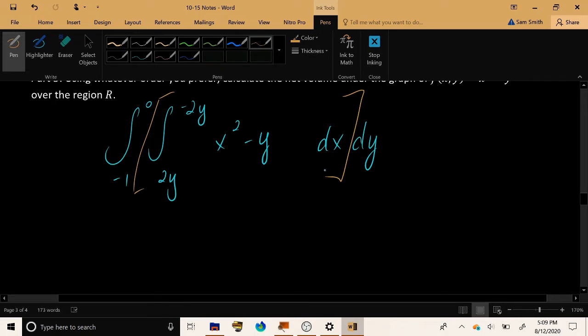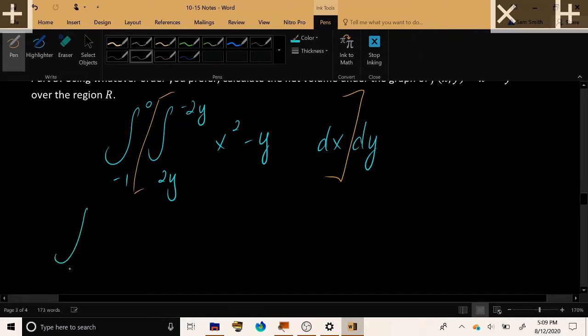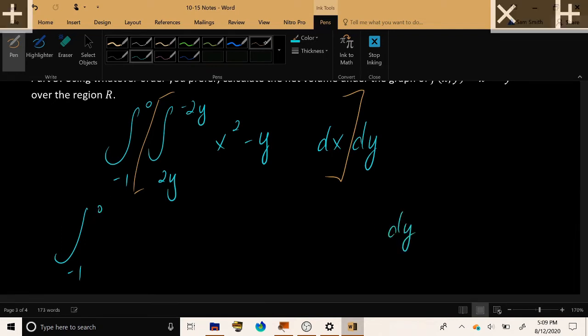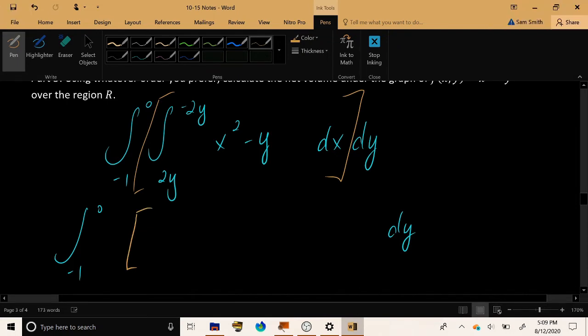Now first, I'm going to integrate with respect to x, treating y as a constant. And so I'm just going to leave the outermost limits of integration alone. And I'm going to pretend that y is constant, and I'm going to find the antiderivative of x squared minus y. Now let's do this one term at a time.